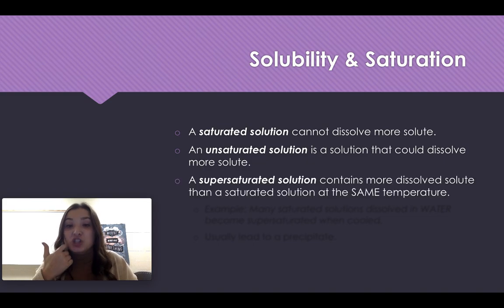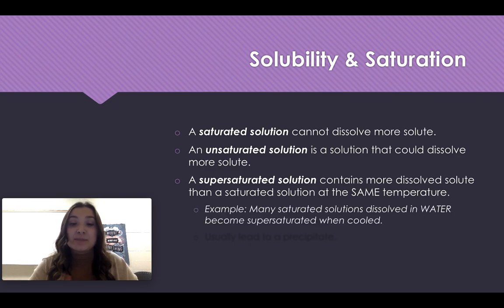And now we have a supersaturated solution. We've gone from the middle, which is saturated, to unsaturated on one end, and supersaturated on the other end. That's when your solution contains more dissolved solute than a saturated solution at the same temperature. That's important because remember we talked about solubility changing based on temperature. An example of this is many saturated solutions dissolved in water become supersaturated when they're cooled down, and then this leads to a precipitate.